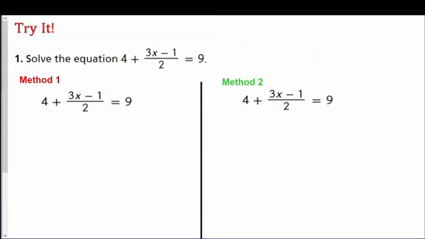Okay, I want you to try to solve this equation using both methods. I want you to give both methods a shot and see which one you prefer. So I would pause the video and work through these before you continue watching.